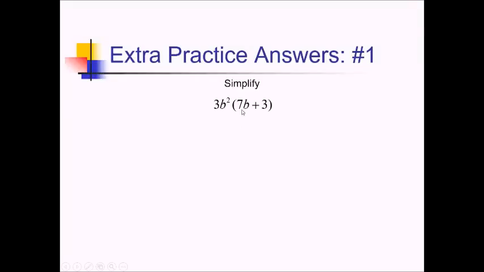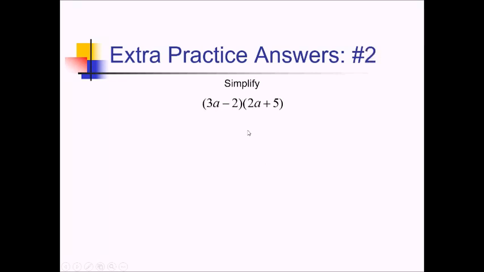To simplify this one, we're going to have to multiply 3b squared by this parentheses, which means we have to distribute it to each term in here. 3b squared times 7b, that's going to be 21b to the 2 plus 1, because we're adding the exponents here. So that's 21b cubed. And then 3b squared times 3, that's going to be plus 9b squared.